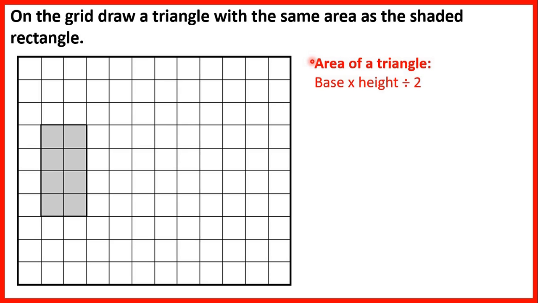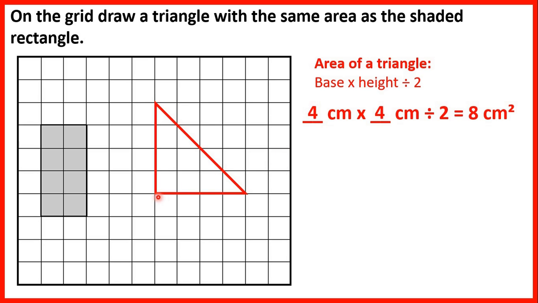Now to find the area of a triangle, we multiply the base by the height and then divide by 2. So because the area needs to be 8 centimetres squared, we need to think what times what divided by 2 is 8. Well, 16 divided by 2 is 8, and 4 times 4 is 16. So we could draw a triangle with a base of 4 and a height of 4.